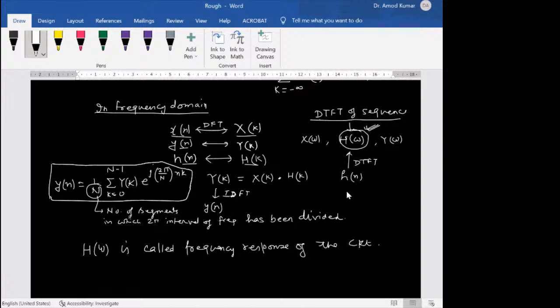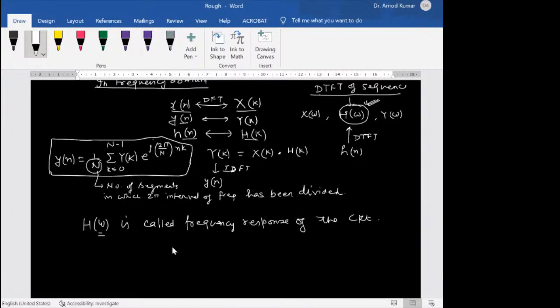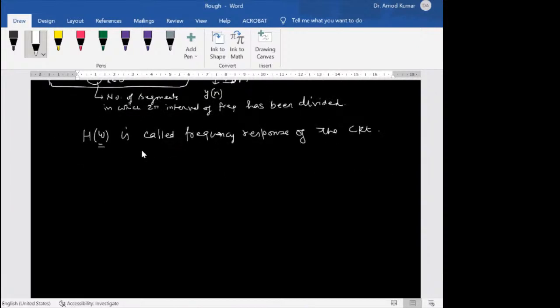This is the situation, because it's a function of omega. And you must know that there are 4 types of filters in signal processing: low pass filter, high pass filter, band pass filter, and band stop filter. When the bandwidth of the circuit is very small, then it is called a notch filter. These are the types of filters.